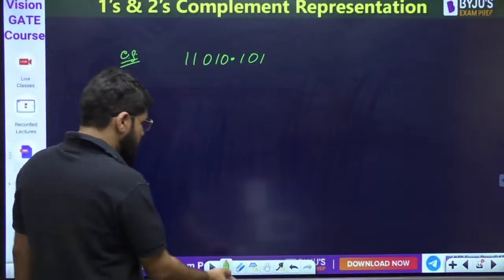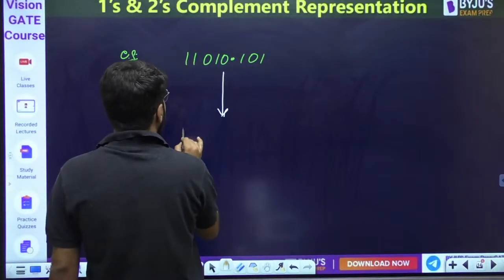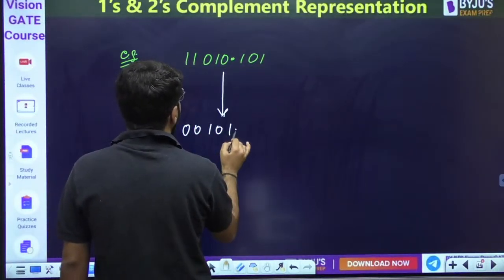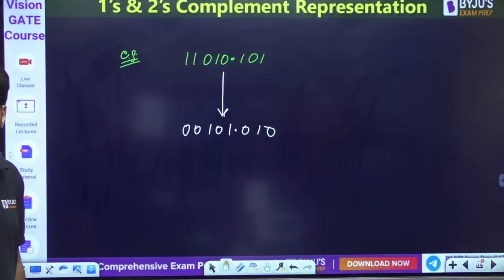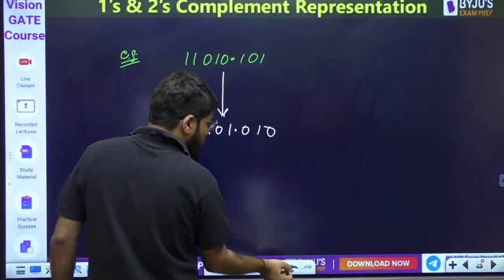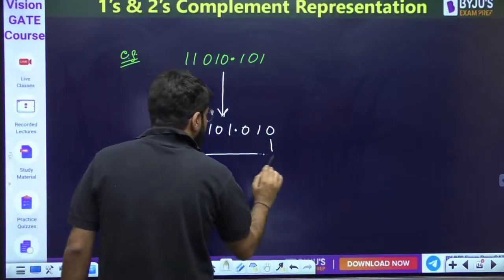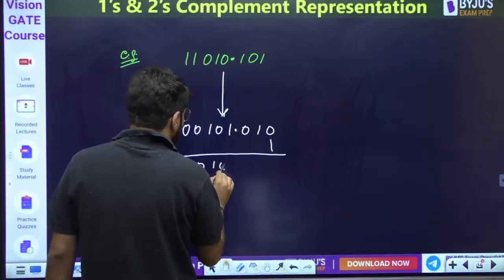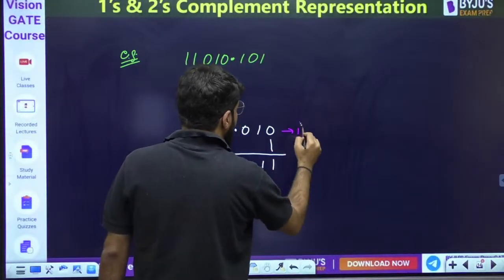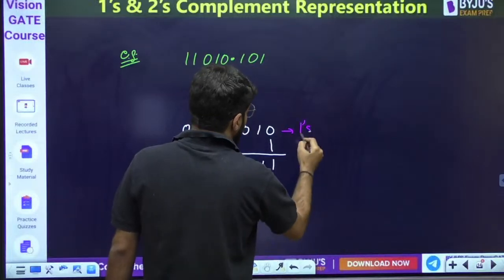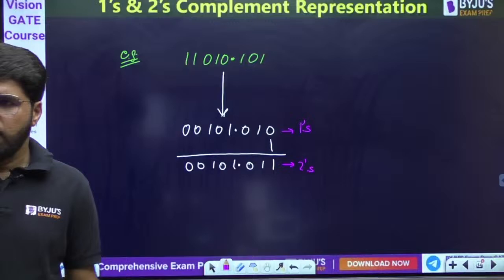Okay, let's do it quickly. What is the 1's complement? Just invert every bit to get 0 0 1 0 1 0 1 0. Now add 1 to the rightmost digit. Even if the rightmost digit is 0, that is what you consider the rightmost digit, and add 1 there. 0 0 1 0 1 0 1 1. This is your 1's result, and this is your 2's result.